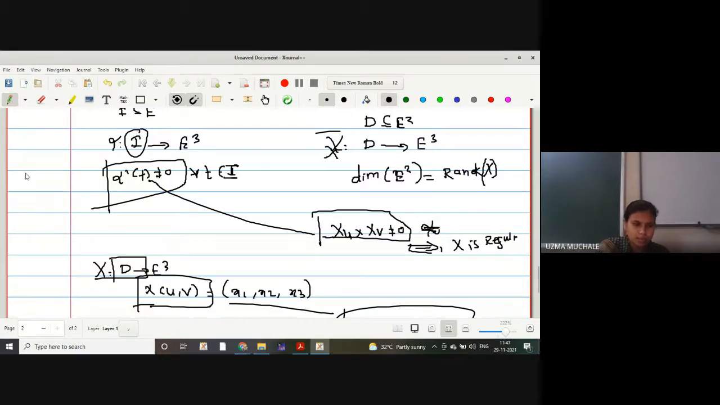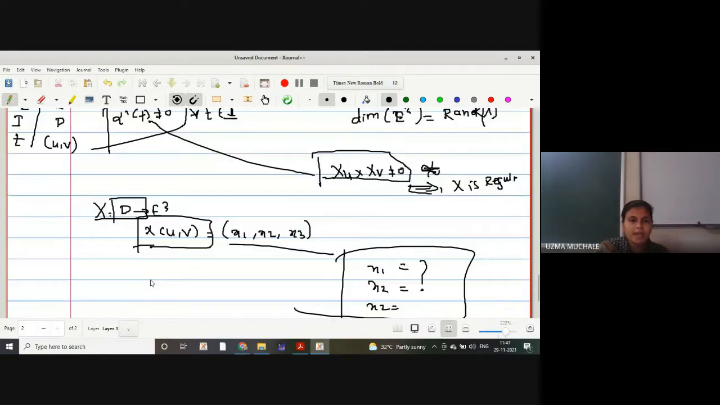So what is the resemblance? Here there is E and here E2 space. I is a subset of E and D is a subset of E2. And here what is the parameter? t. And here what are the parameters? u and v. So alpha dash of t not equal to 0 for all t belongs to I is very equivalent to saying that xu cross xv is not equal to 0.